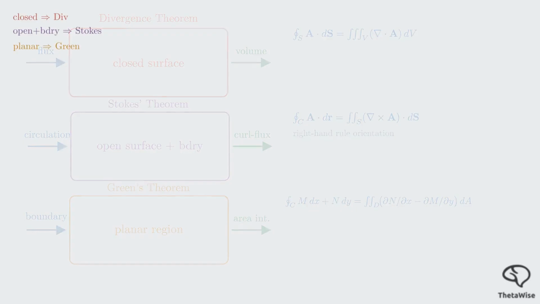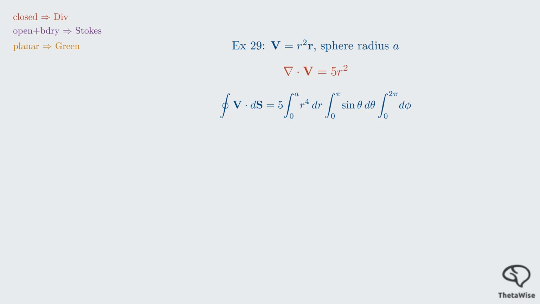In the notes example 29, V is r squared times the position vector r inside a sphere of radius a. Its divergence is 5r squared. Using the spherical volume element, the flux becomes 5 times the integral of r to the 4th from 0 to a times the theta integral of sine theta times the phi integral. These evaluate to a to the 5th over 5, 2, and 2 pi, producing 4 pi a to the 5th.